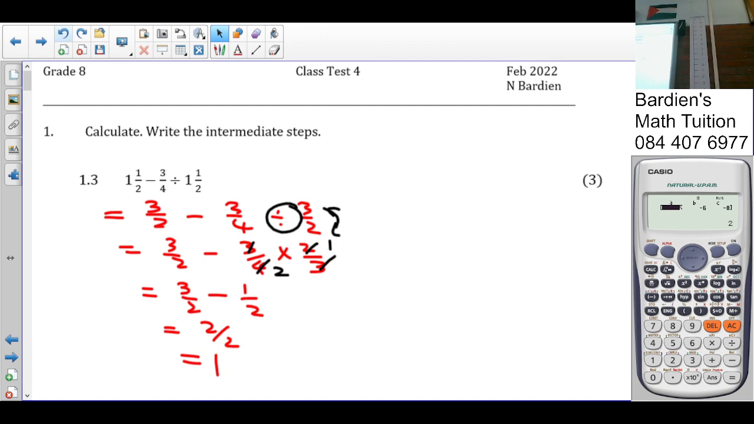And we can't find an LCM here if you're multiplying. Why are you finding an LCM? When do you find an LCM? Only when you're adding and subtracting do we find an LCM.